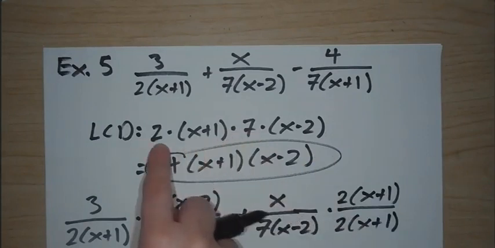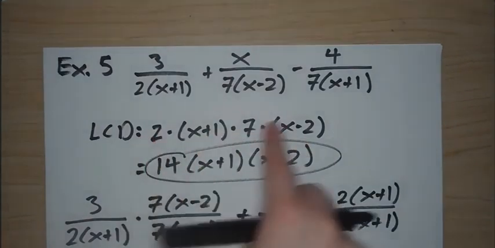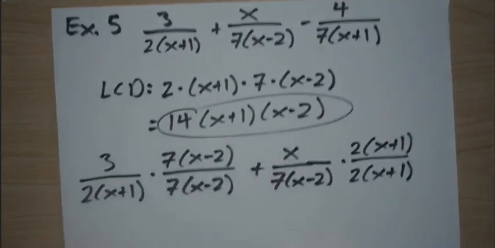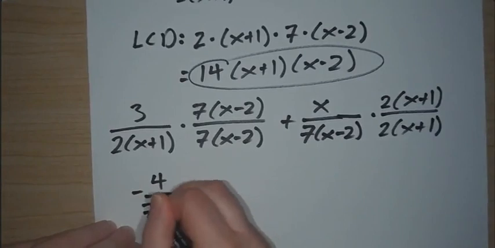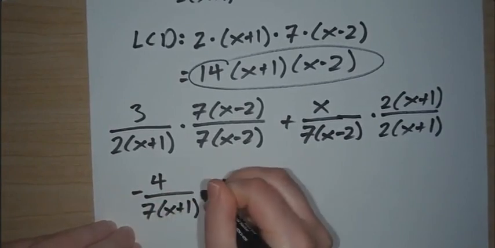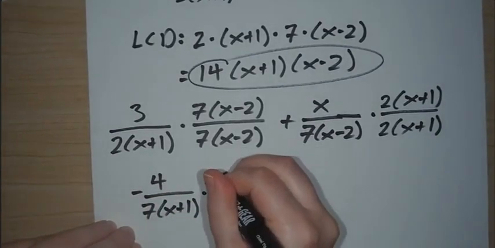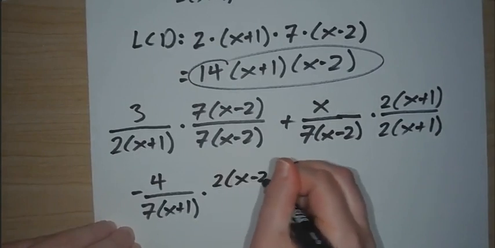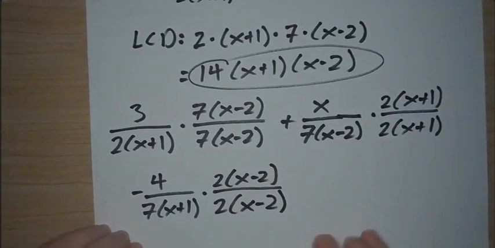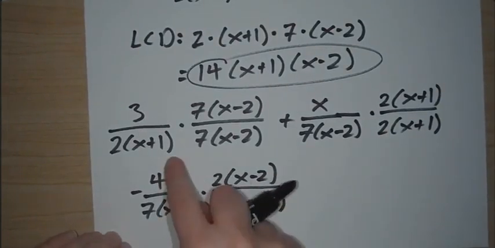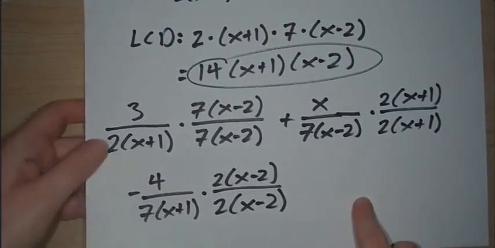Then moving down here, for this negative 4 over 7 times x plus 1, we have 7 and x plus 1, but we don't have 2 and x minus 2. So we're going to multiply this fraction by 2 times x minus 2 over 2 times x minus 2. And now we're just going to essentially simplify this all out.